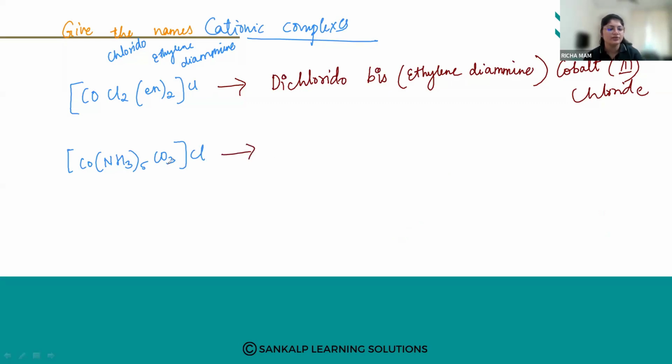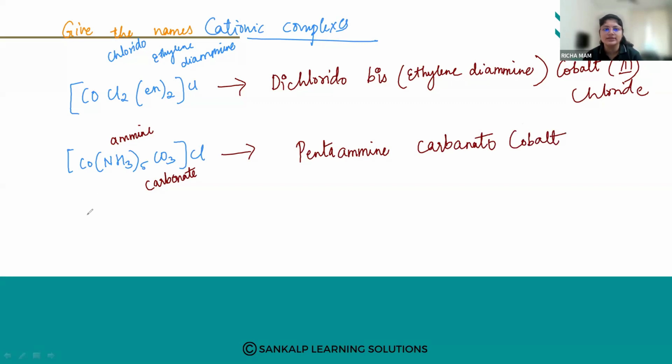So here we have cobalt as well as carbonate. So we have ammine and we have carbonate. So which will come first? Ammine. So it is pentaammine, then carbonato. Then cobalt. Let us see the charge.